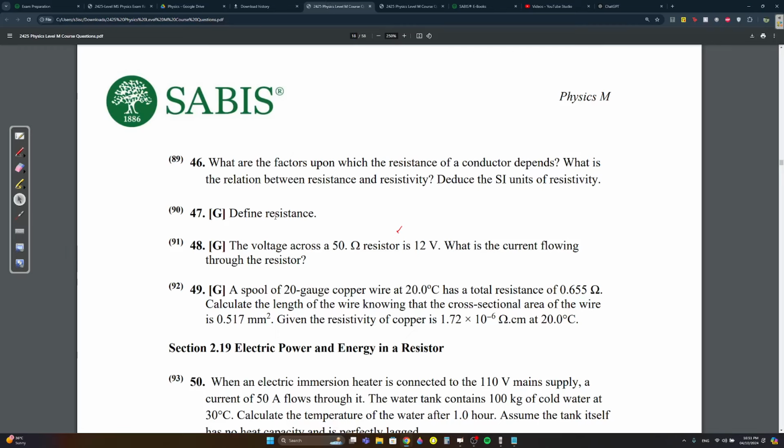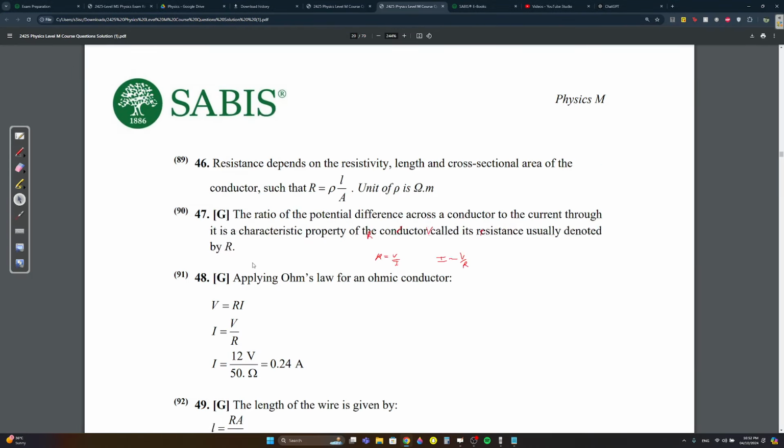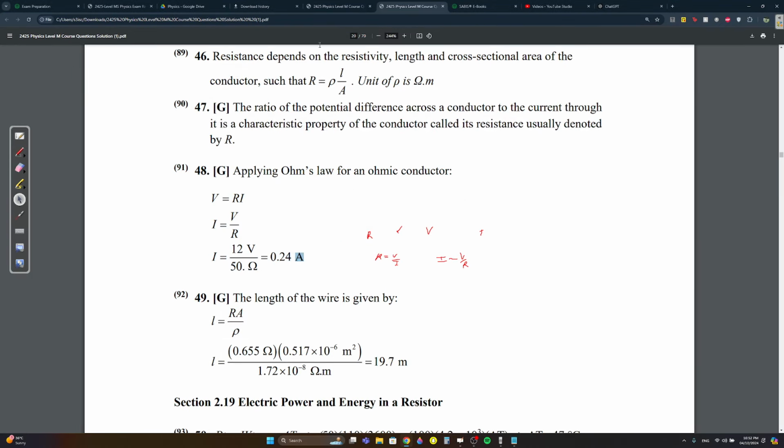The voltage is 12 across the resistor. This was in the quiz. What is the current? They gave you a resistance and they gave you V. They want I. R is equal to V over I, so I is equal to V over R. 12 divided by 50, and you're going to get 0.24.